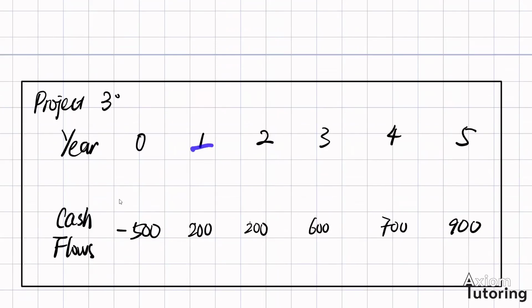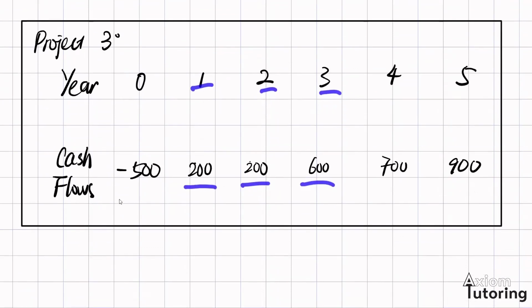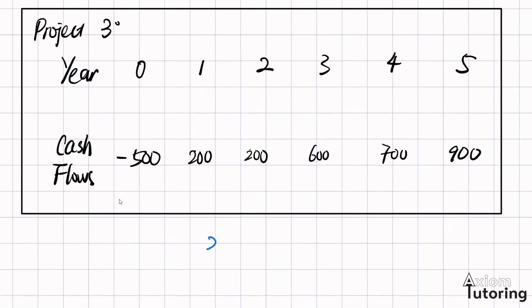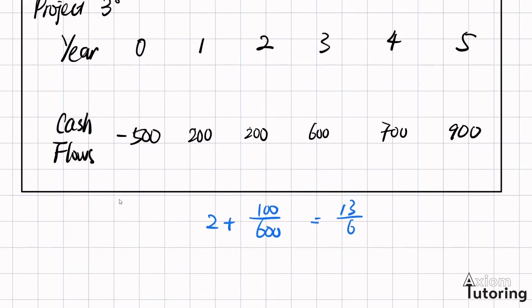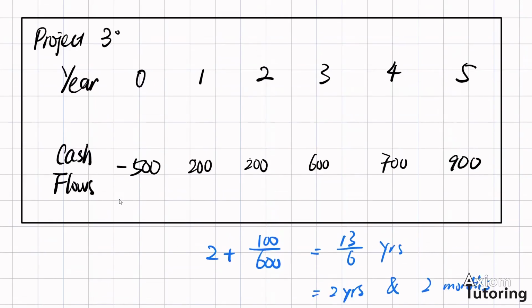So during the first year, I have 200, second year, 200, third year, I have 600. So now you should be able to calculate the payback period quite easily. So we would need 2 years plus 100 over 600, because that's going to be repaid during the third year. Okay, and that's going to give me 13 over 6 years, or you can say 2 years and 2 months. Yeah, it's going to be the payback period for this project.